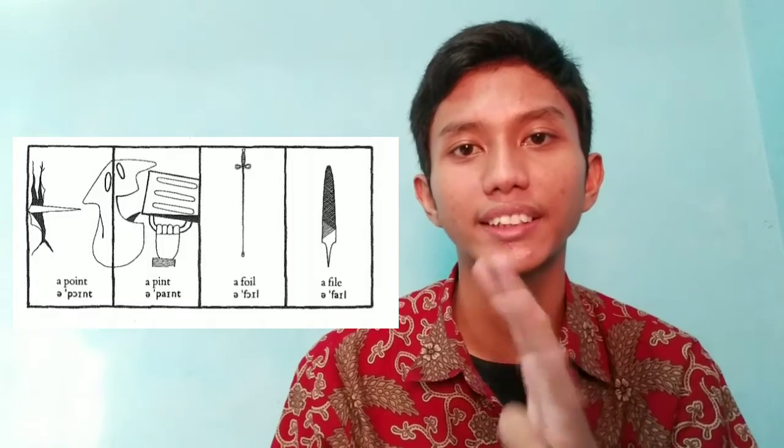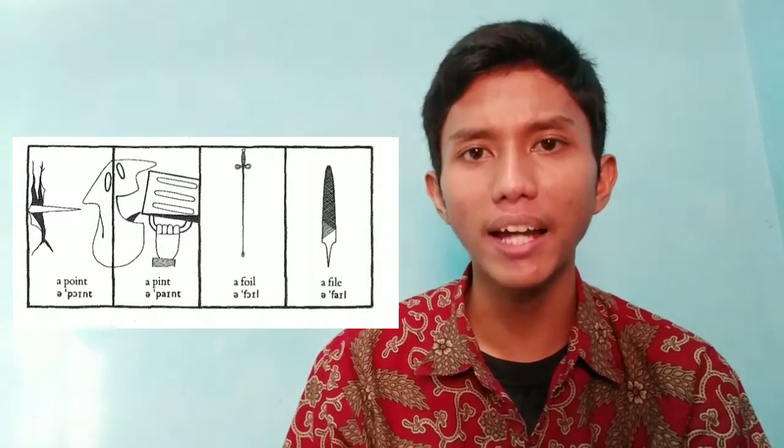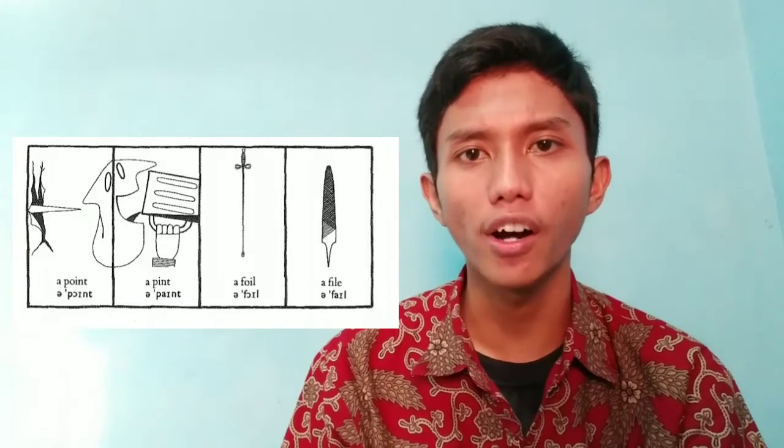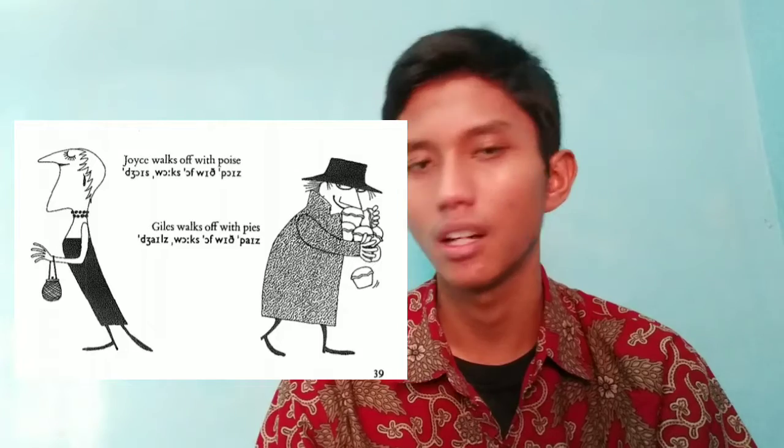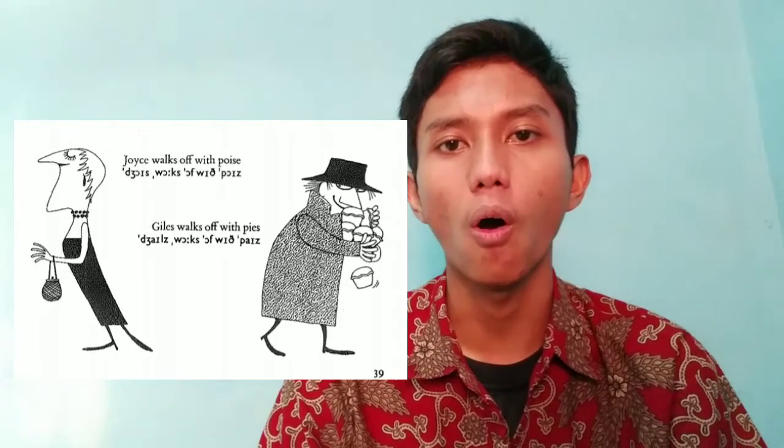Okay, in this page, we are going to differentiate between pronunciation of A and Oi. Oi usually we use when there is a word that O meets I or O meets Y. For example, this picture. Good boys. And then goodbyes. And then the next picture, there are 4 things. A point. A pine. A vial. A file. And in the next picture, there are 2 sentences. The first sentence is Joyce walks off his poise. Giles walks off with pies.